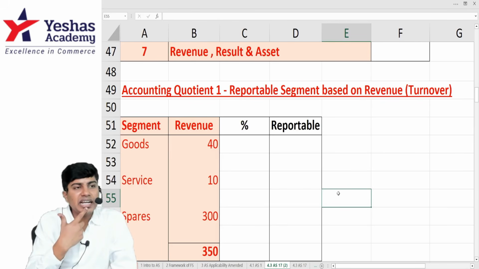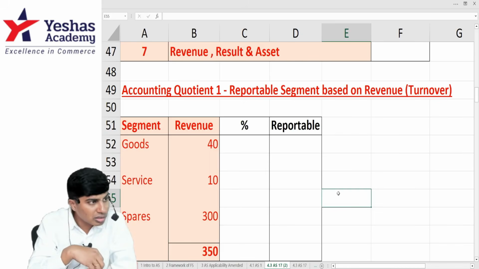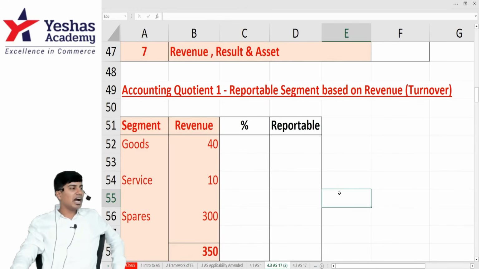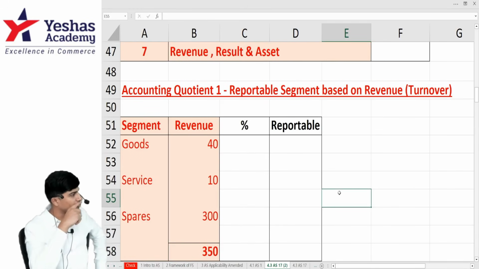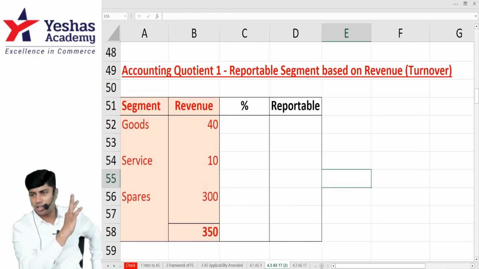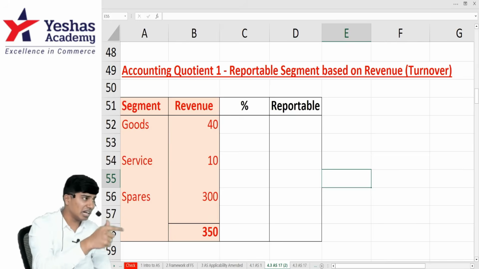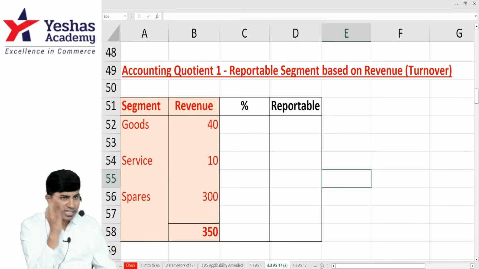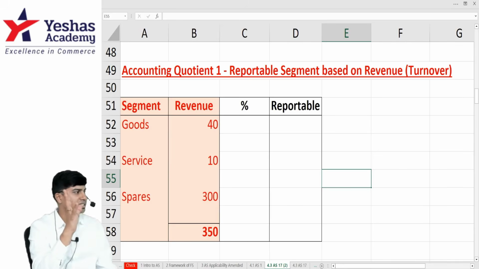AQ1, this is identifying reportable segment based on turnover. We have three segments. I sell cars, and for that car I sell spare parts, and I do service of that car also. Sale of cars, how much have I got? Maybe 40 lakhs or 40 crores. By making service of that car, regular service, how much revenue have I earned? 10. By selling spare parts, 300. Totally my revenue is how much? 350.